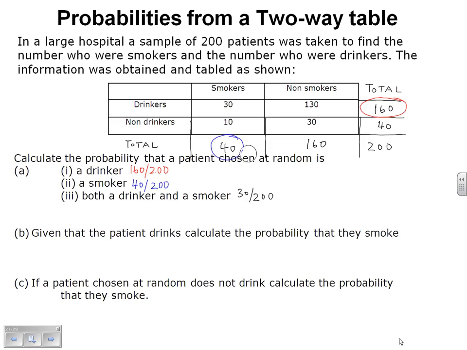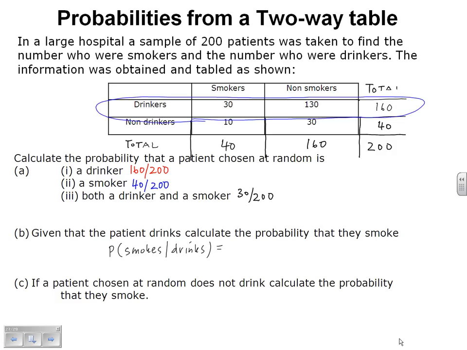Part B, given that the patient drinks, calculate the probability that they smoke. The word given indicates a conditional probability question. Given that the patient drinks, we are only looking at the drinkers, a reduced sample space. We're not looking at the 200 patients in total, we're only looking at the drinkers. So we've reduced our sample space to 160. Out of the 160, how many smoke? 30 out of 160 smoke, so our probability for part B, 30 divided by 160.